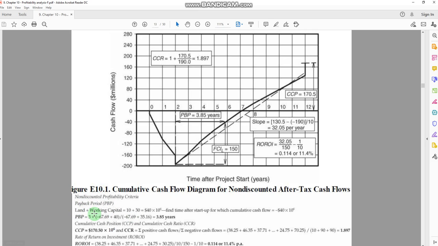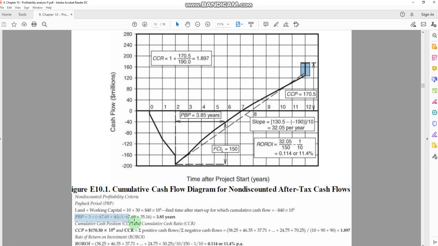First of all, we have to see what things we can recover at the end of the project. We can recover the land cost and the working capital, so that makes 10 plus 30, which is $40 million. It is the amount of money that we invested at the start of the project, and we can recover it here at the end of the project. What you see here represents the land cost and the working capital cost.